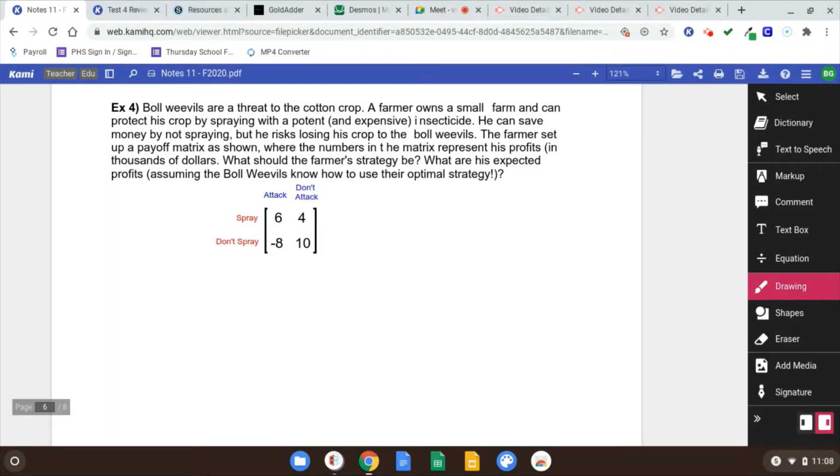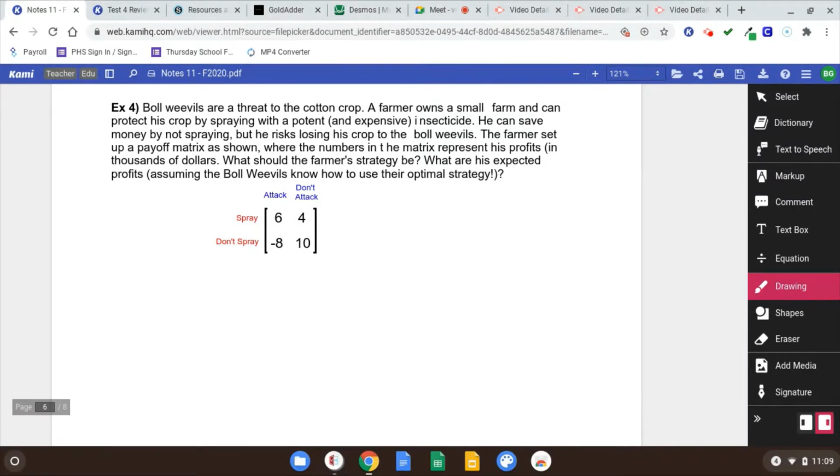Example 4, boll weevils are a threat to the cotton crop. A farmer owns a small farm and can protect his crop by spraying with a potent, expensive insecticide. He can save money by not spraying, but he risks losing his crop to the boll weevils. A farmer set up a payoff matrix as shown, where the numbers in the matrix represent his profits in thousands of dollars. What should the farmer's strategy be? What are his expected profits, assuming the boll weevils know how to use their optimal strategy?